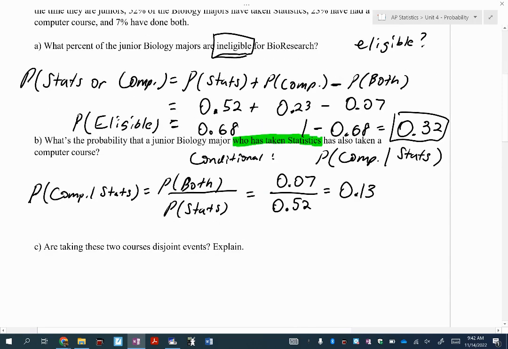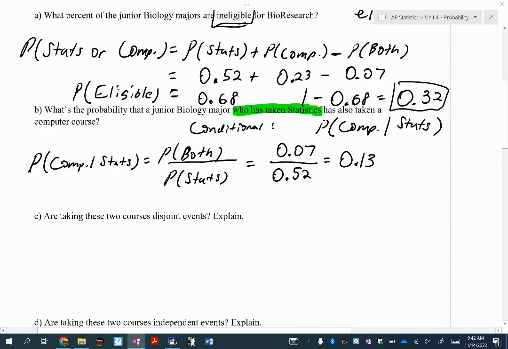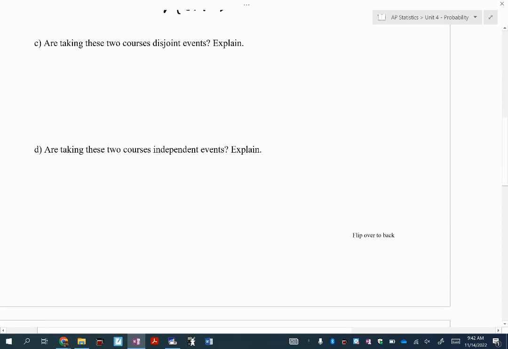Everybody good on B, the conditional? And if you're not seeing it yet, don't worry. We'll keep practicing until you see the given. Okay. Are they disjoint? I think this one's pretty simple. If you're not seeing it, maybe not simple, right? If they're disjoint, as Jonathan told us, if one happens, the other can't. So if somebody takes stats, they can't take the computer course. If somebody's taking the computer course, they can't take stats.